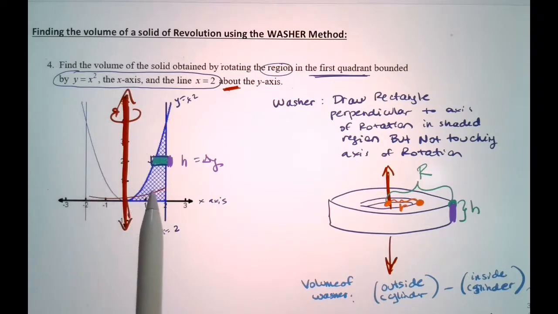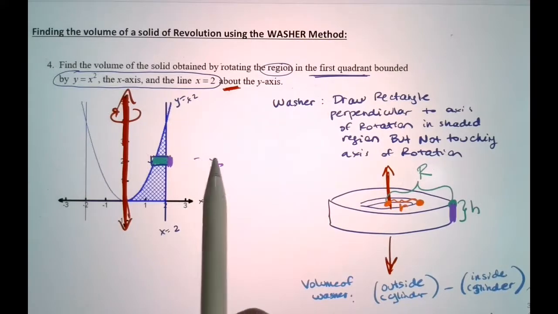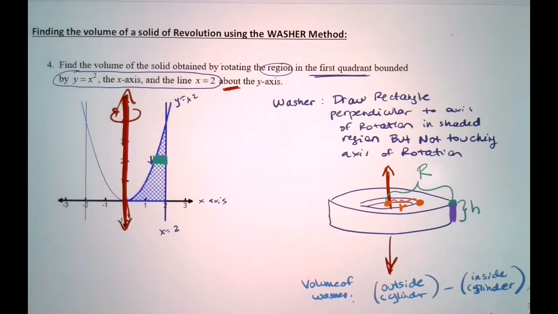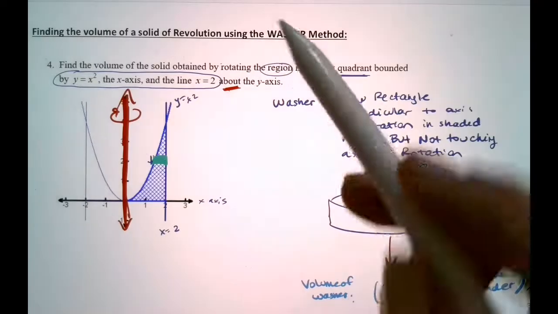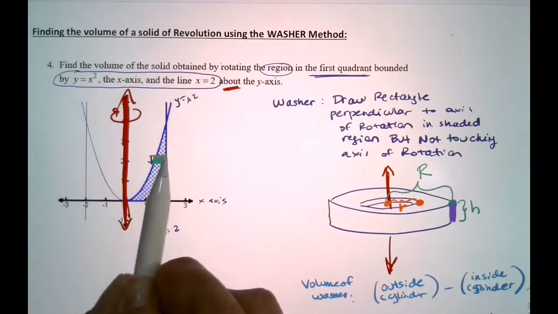Can get rid of that one. There we go. Actually, I'll get rid of this stuff too. Okay, so there's my rectangle that is drawn perpendicular to the axis of rotation. It's in the shaded region, but it is not touching the axis of rotation. So let me just bold that out so we can see it.